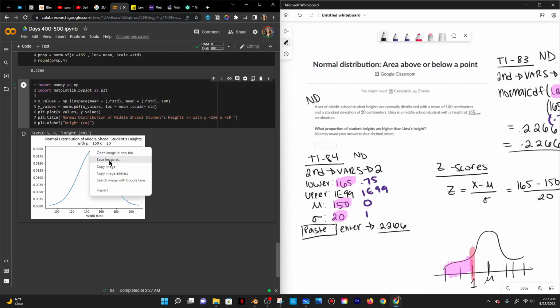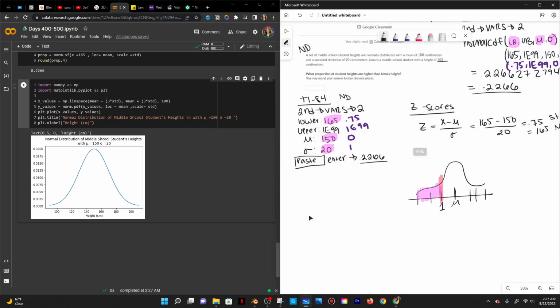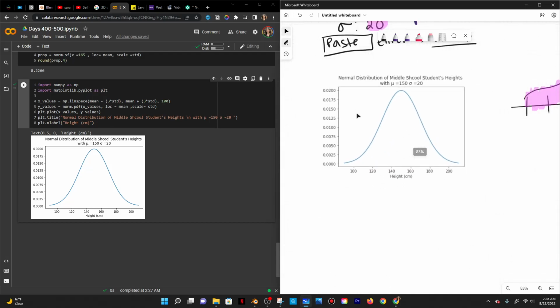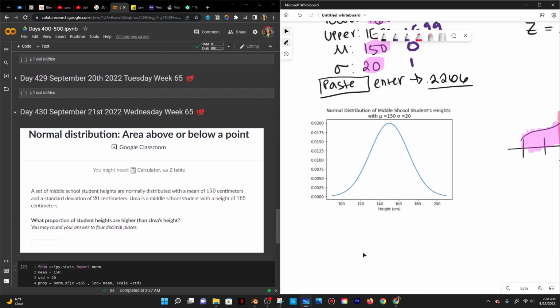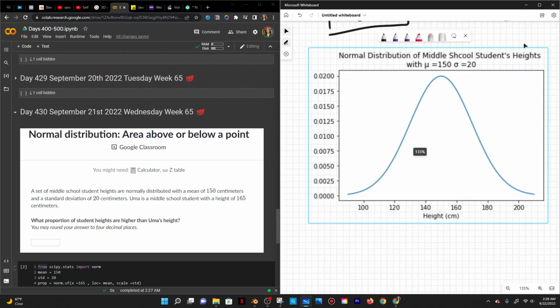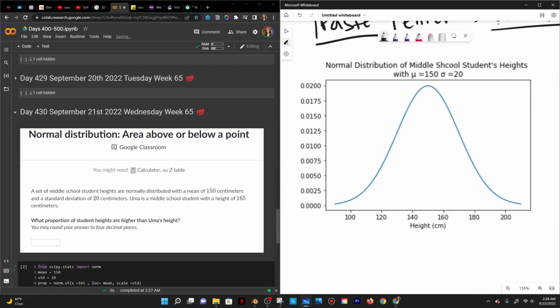I'm just going to right click, copy this image and paste it in here. So really what I'm looking at right now, let me pull this back. What we just solved for is literally the following. A set of middle school students' heights are normally distributed with a mean of 150 centimeters. Makes sense that 150 would be here in the middle because it's the mean. And a standard deviation of 20 centimeters.